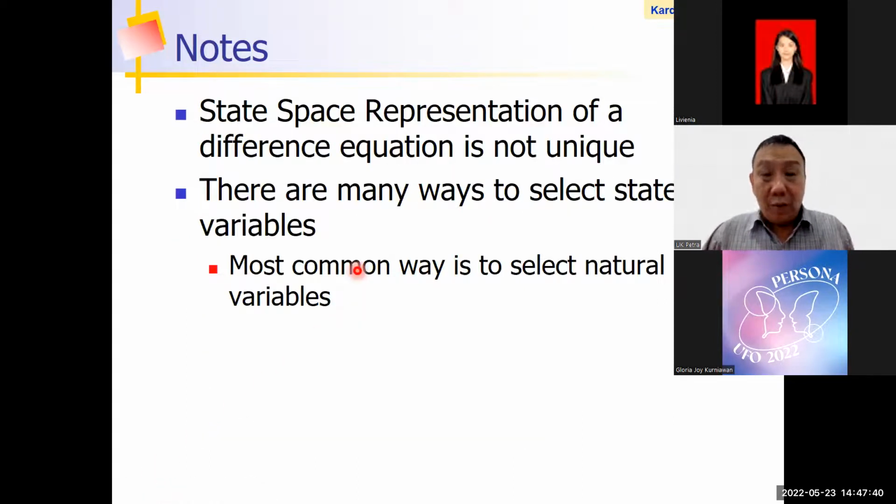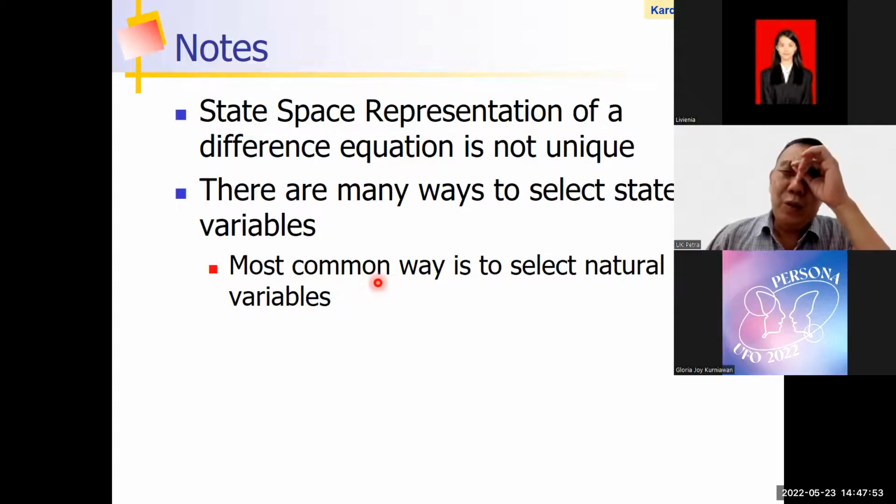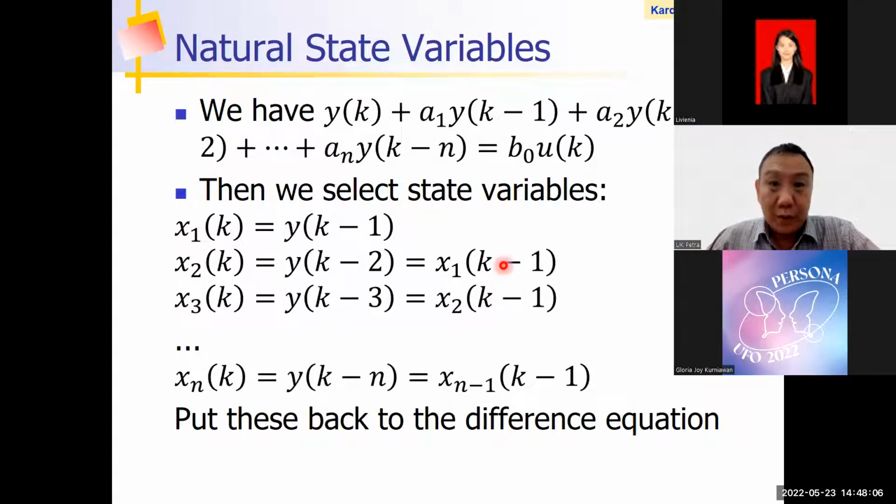Of course, the state representation of a difference equation is not unique. There are many ways, but I don't discuss other ways. You would need to use the Z transform, Laplace transform, and so on. I don't want to touch that. So let's do the simplest way, which is called natural selection of variables. So how do you select the variable? Let's do it this way.